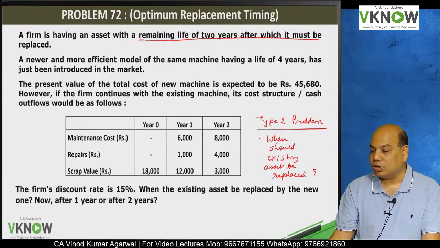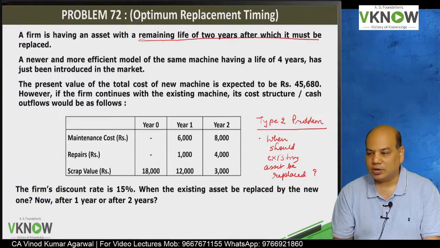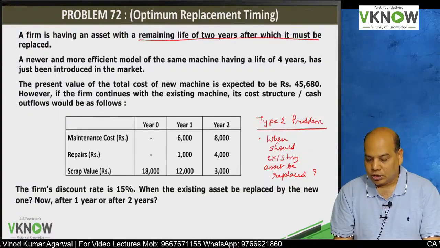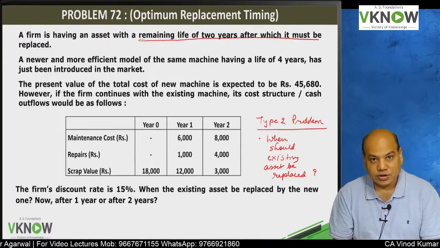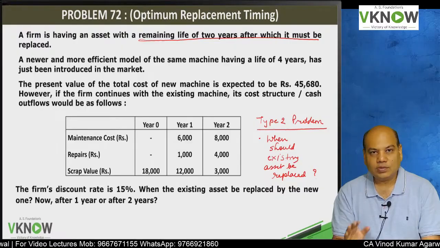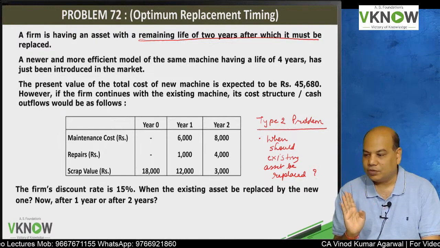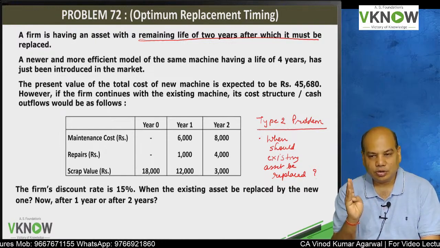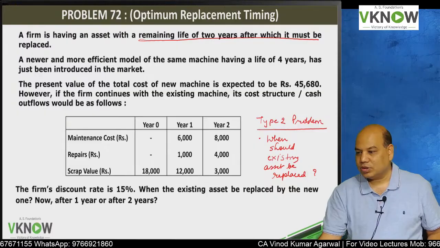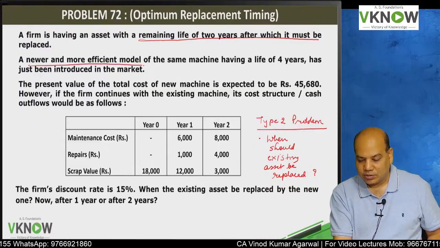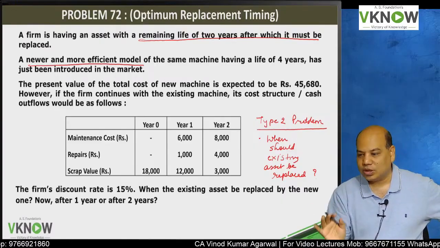Type 1 problem is what is the optimum replacement timing of a machine which your company requires for a very long time. A newer and more efficient model of the same machine having a life of 4 years has just been introduced in the market. So you have an existing machine which you can use for 2 more years. You can use it for 1 year, for 2 years, or replace it now by a new and better machine. But a new and more efficient model does not mean you replace it now. On pure financial grounds, you have to take the decision.